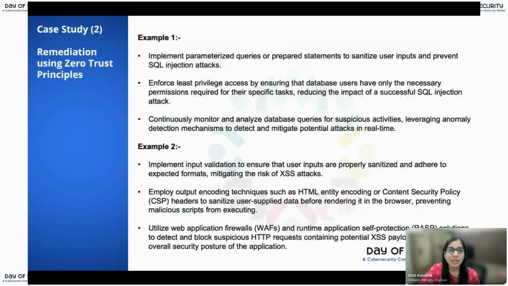Now let's see how we can remedy those vulnerabilities with the help of zero trust security. First and foremost is SQL injection. We know we should never incorporate our data directly into the SQL query. We should always maintain parameterized queries or prepared statements. And sanitization of user input is also very important to prevent SQL injection attacks.